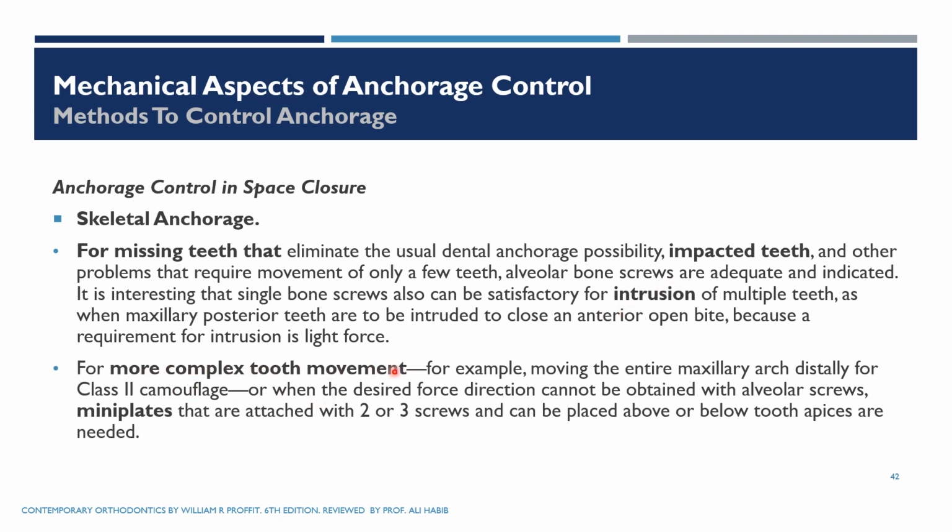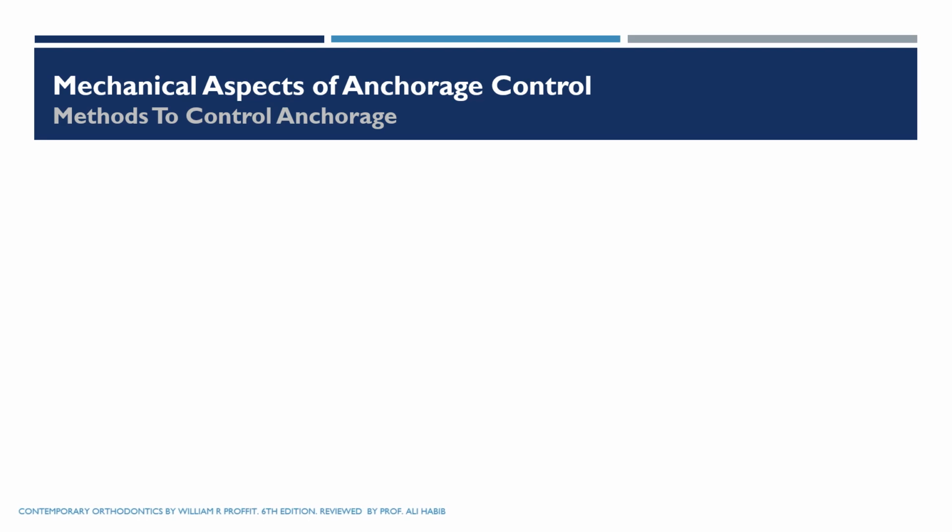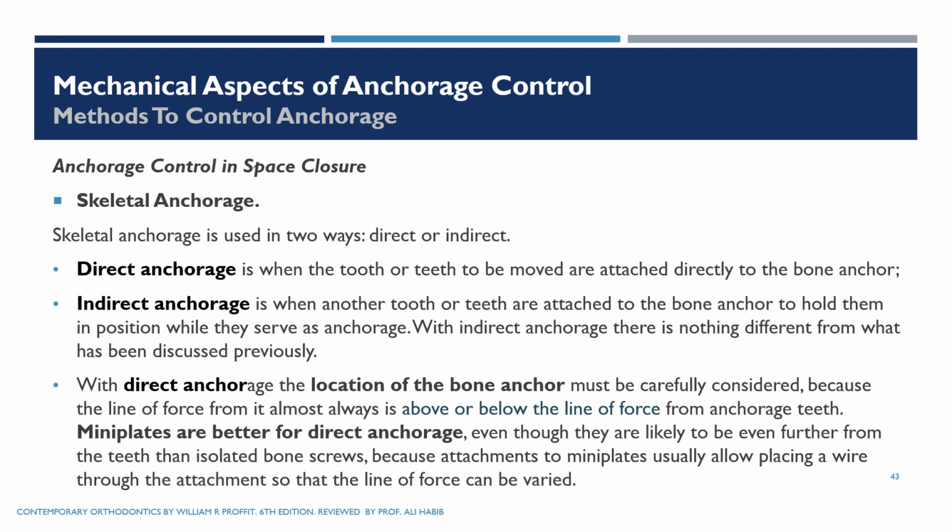However, for more complex tooth movement, like moving the entire maxillary arch distally for class 2 camouflage, or when the desired force direction cannot be obtained with alveolar screws, mini plates are sometimes required. Those mini screws and mini plates can be used as either direct or indirect, can provide direct anchorage or indirect anchorage.